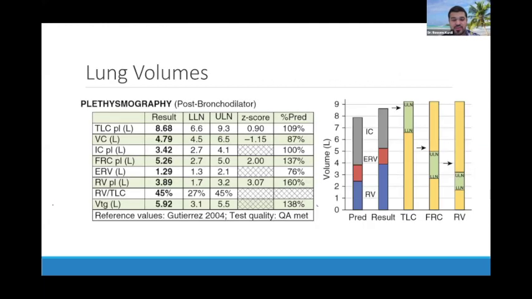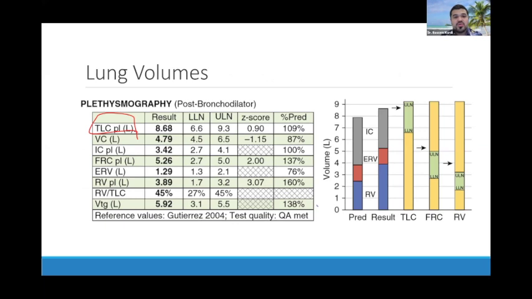So this is what happens on lung volumes. A lot of values. The only one that I want you to think about is the TLC. That's it. The total lung capacity. So that's your whole lung volume. That's your vital capacity plus the residual volume. So that's everything in your lungs.